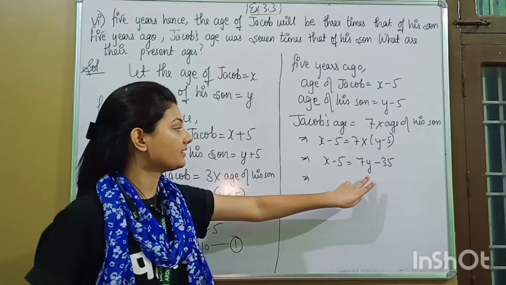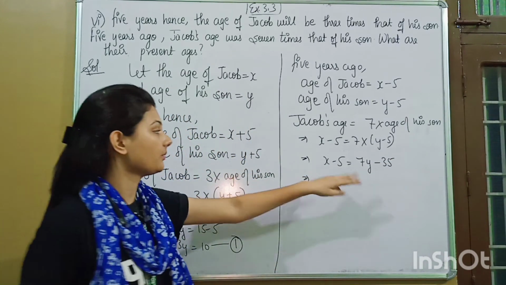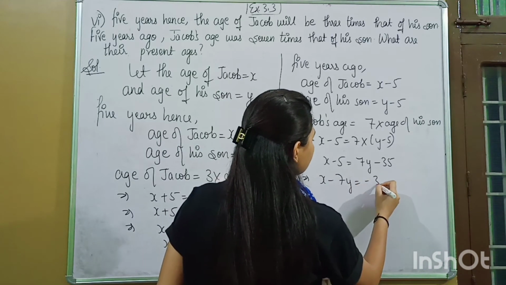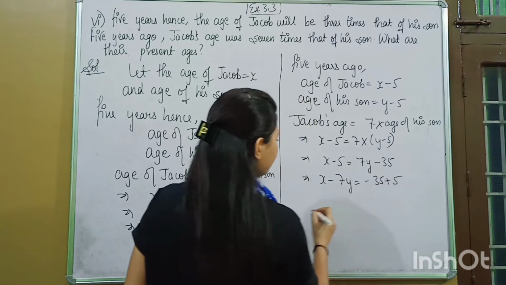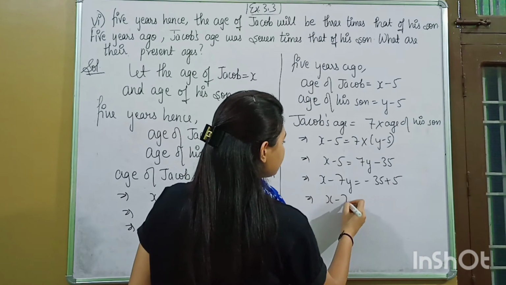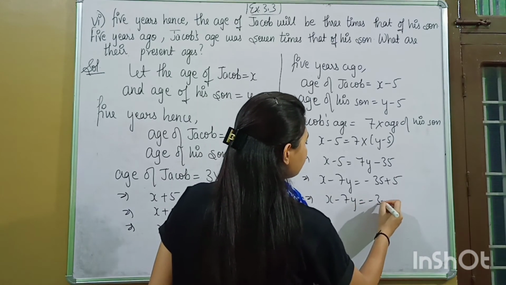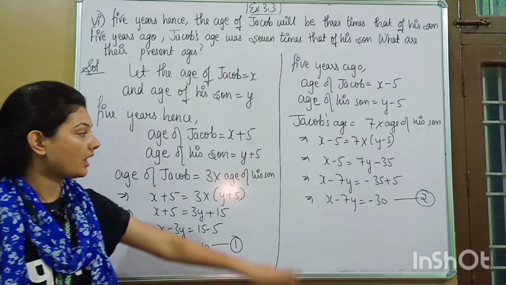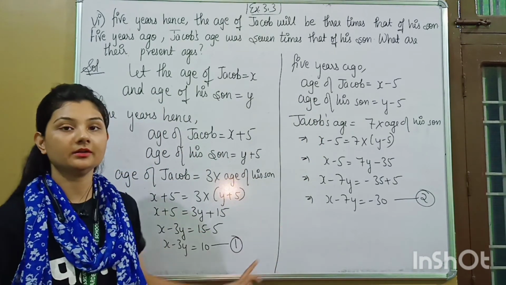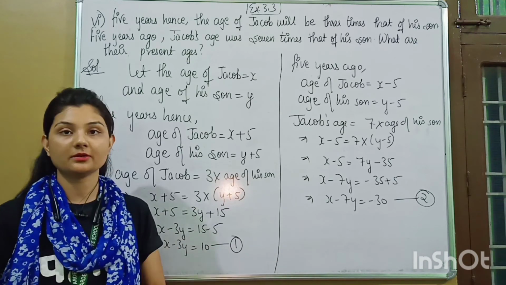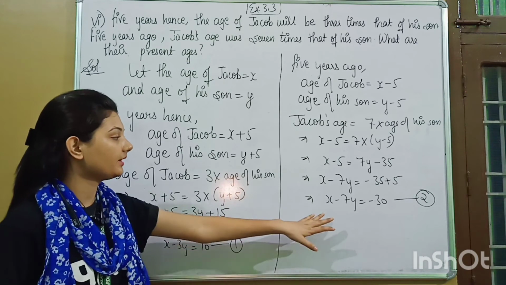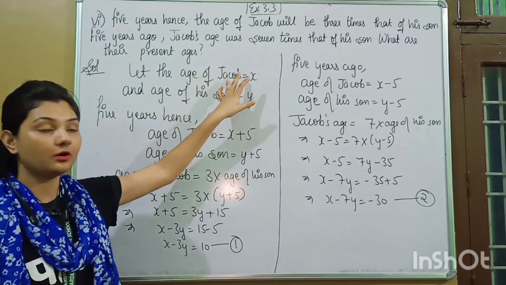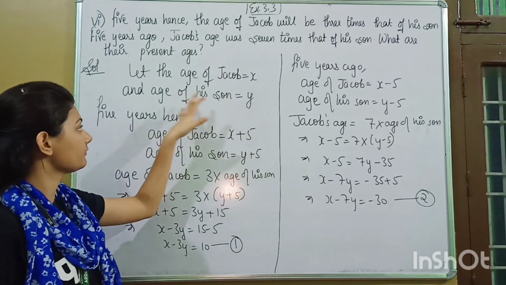Now again we will take this variable to LHS and this number to RHS. That is x minus 7y is equal to minus 35 plus 5. That is x minus 7y is equal to minus 30. And this will be named as equation 2. So now we have got two equations from here. We will solve these equations by using the substitution method and find the values of x and y. The x will be the present age of Jacob and the y will be the present age of his son.